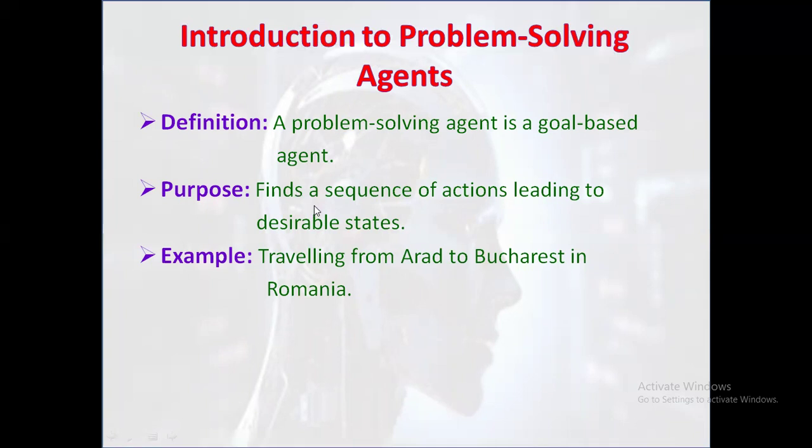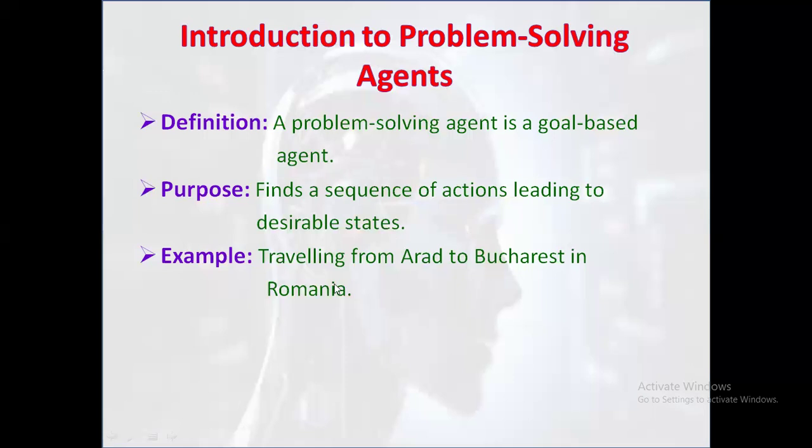And what is the purpose of using these problem solving agents? It finds a sequence of actions leading to desirable states. That means the primary purpose of a problem solving agent is to identify a sequence of actions that will bring it from an initial state to the goal state. This process involves evaluating various possible actions and selecting the most appropriate ones to move toward the goal. Problem solving agents are useful in a wide variety of applications, as I've said, from navigation tasks to complex decision making systems.